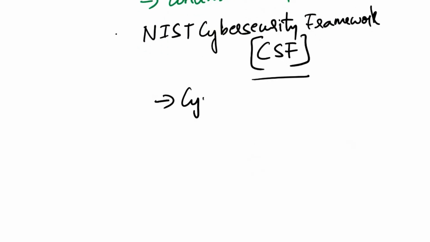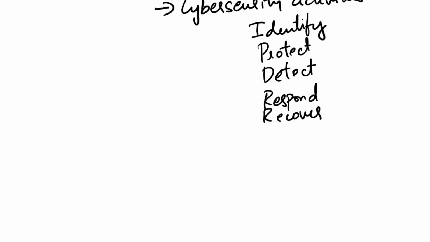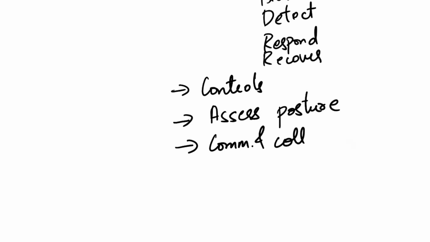First, align cybersecurity activities with the framework's core functions, that is, identify, protect, detect, respond, and recover. Then, use the framework's categories and subcategories to develop specific security controls. Next, periodically assess cybersecurity posture and adjust controls based on changes in the organization's risk profile. Next, foster communication and collaboration among different business units to enhance cybersecurity resilience.